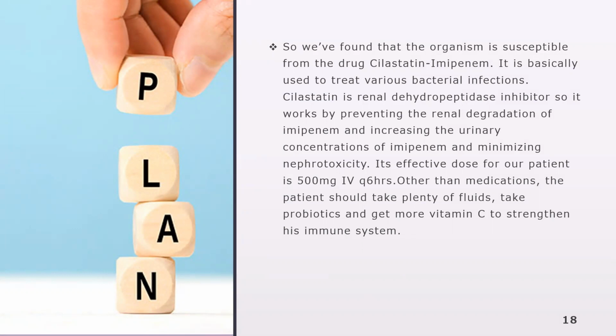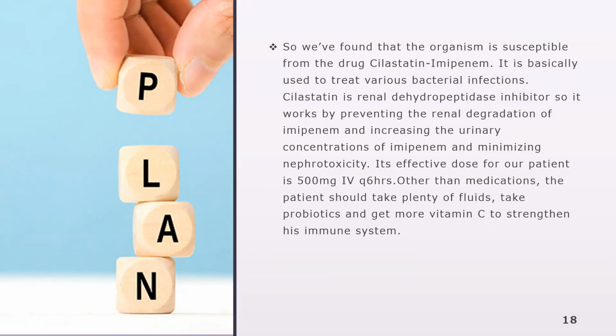Nephrotoxicity is a problem of the kidney. So cilastatin and imipenem can prevent nephrotoxicity. The effective dose for our patient is 500 milligrams of cilastatin intravenously at an interval of 6 hours, because the case of our patient is complicated.